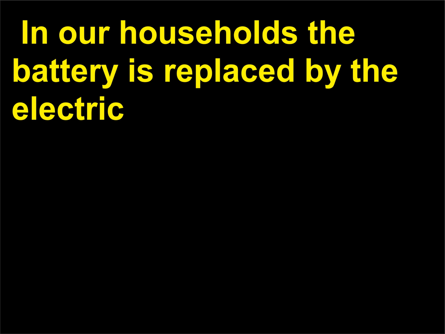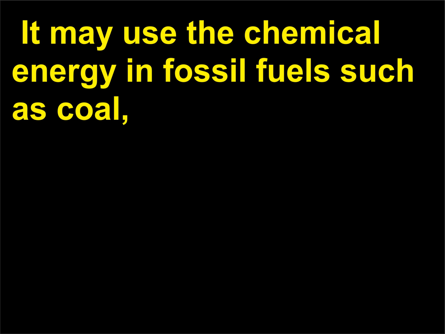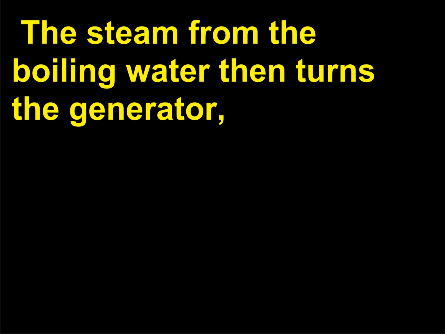In our households, the battery is replaced by the electric generating station operated by the utility company. It may use the chemical energy in fossil fuels such as coal, oil, or natural gas to boil water, i.e. produce thermal energy. The steam from the boiling water then turns the generator, converting the energy to rotational kinetic energy.